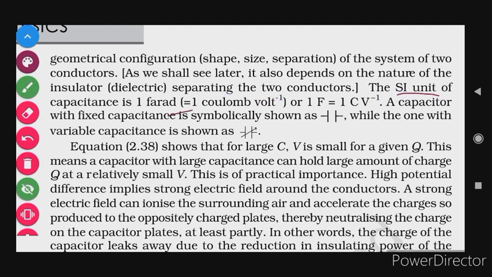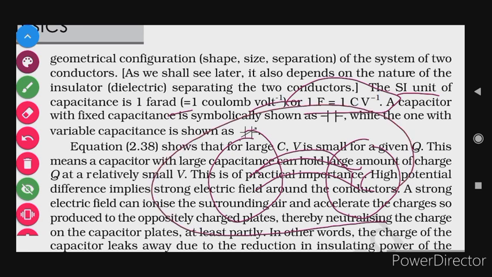The SI unit of capacitance is 1 farad. You can define 1 farad as 1 coulomb per volt. Suppose I move 1 coulomb of charge from this conductor to this conductor, and the potential difference increases by 1 volt. Then I'll say the capacitance of this is 1 farad.